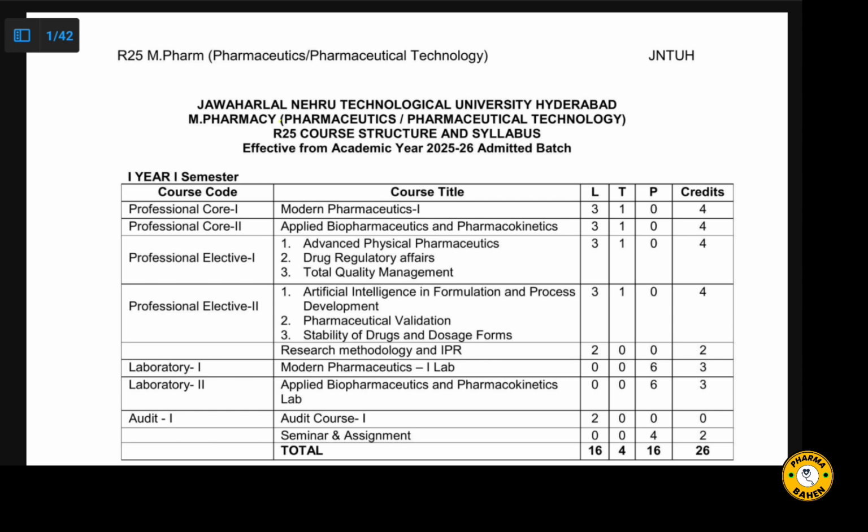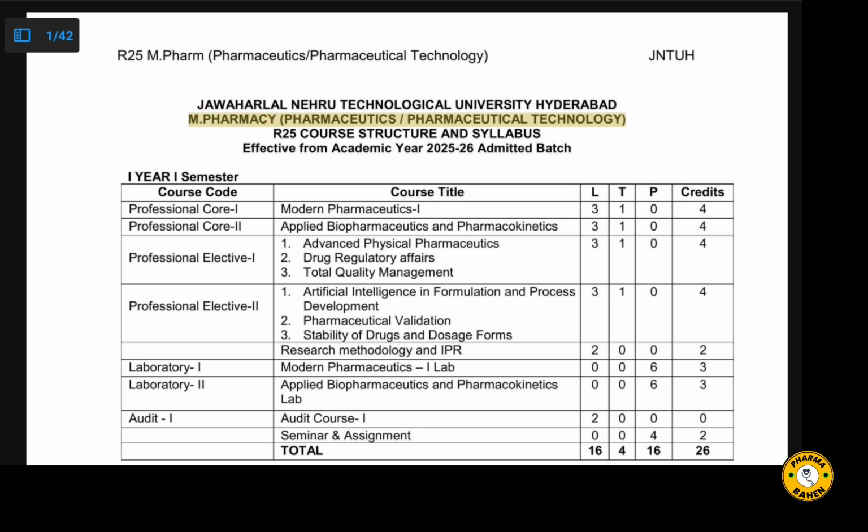Actually, the R22 syllabus was already uploaded, but recently JNTU has released the R25 syllabus also. So I am uploading this R25 overview syllabus of the Pharmaceutics and Pharmaceutical Technology M.Pharmacy.